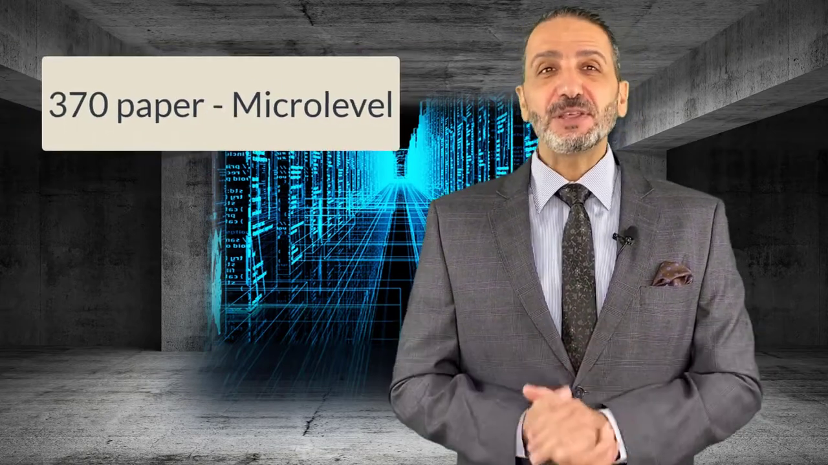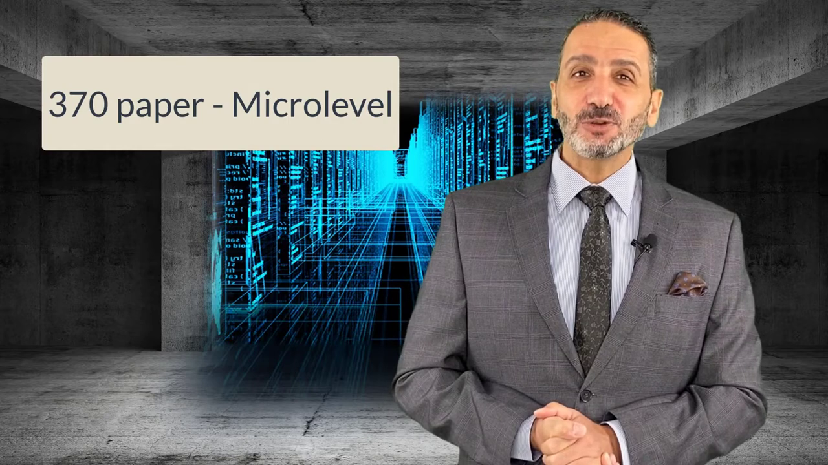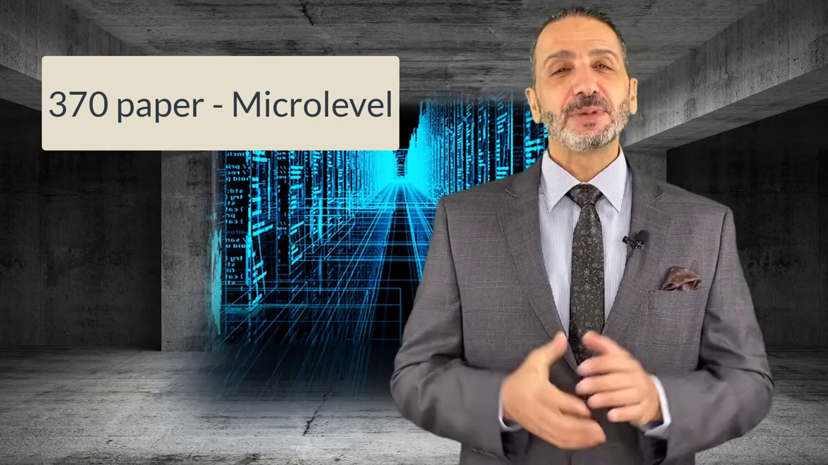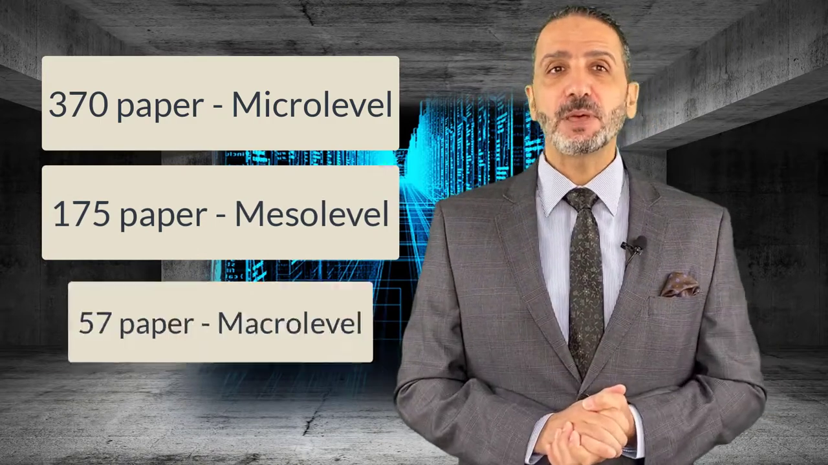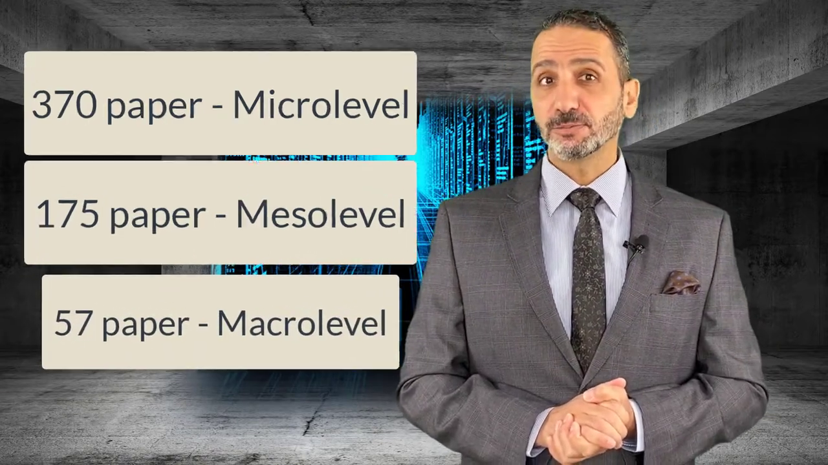What the paper does is review multiple papers from the past and synthesize them. It takes the information and provides us with summaries. This article focused on 370 papers that looked at microlevel big data, 175 papers that looked at mesolevel, and 57 papers that looked at the macro level. Let's begin with the microlevel data.